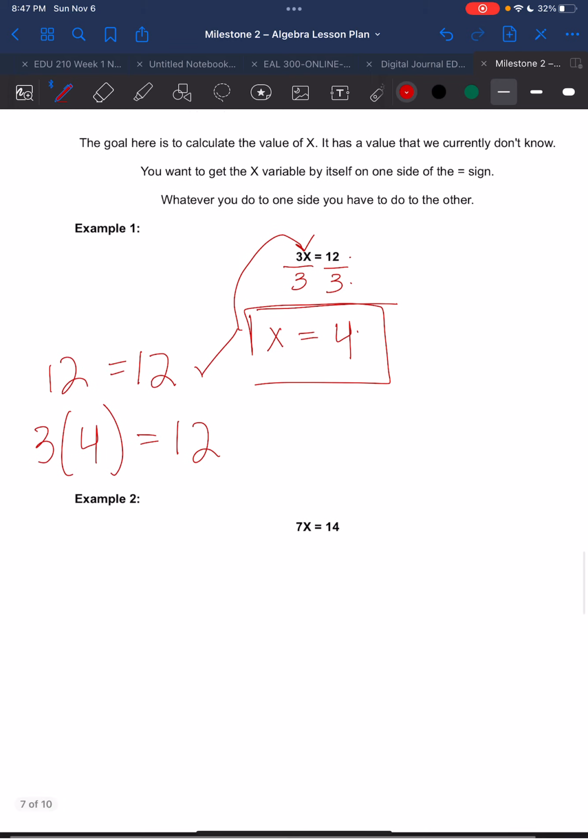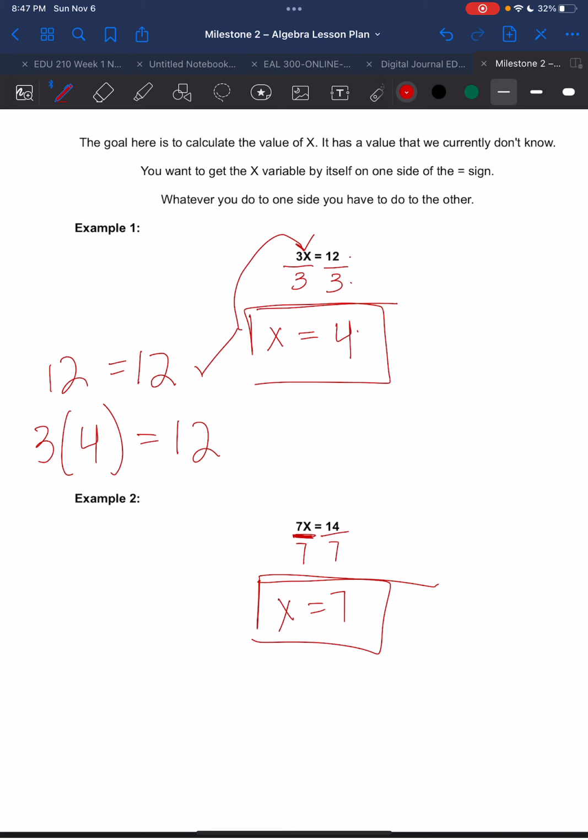Here is another one where we have to divide because this here is multiplying. To divide it, I need to divide by the number that is next to the variable. Therefore, I'm going to be dividing by 7. Now, whatever I do to one side, I have to do to the other. My x is isolated, and 14 divided by 7 is 7.